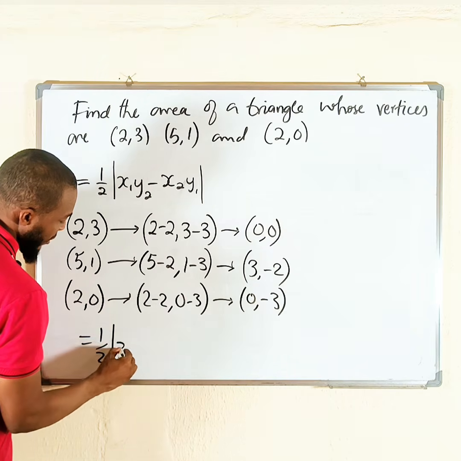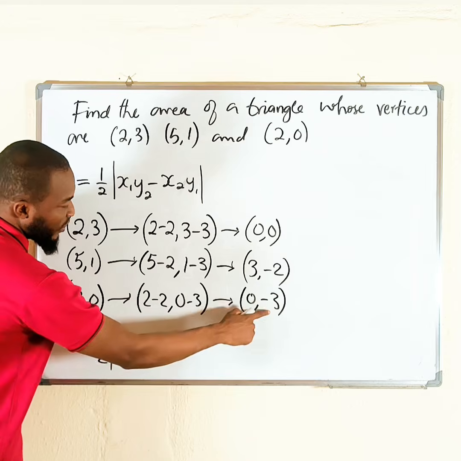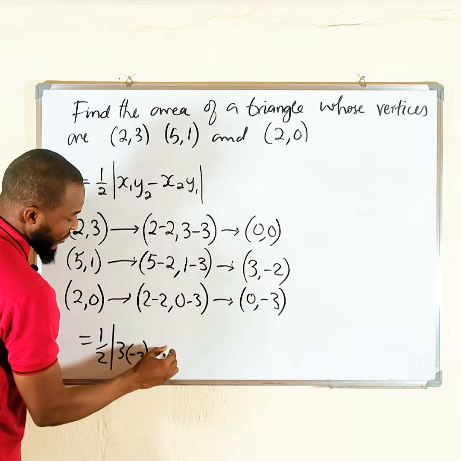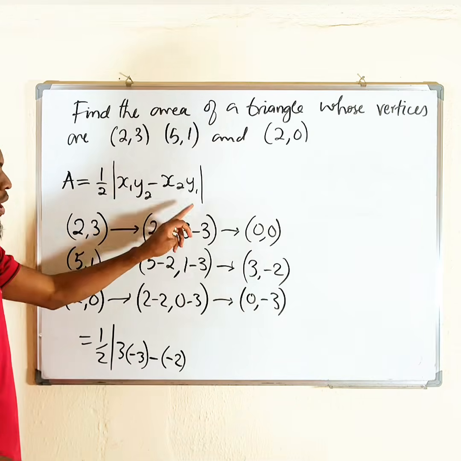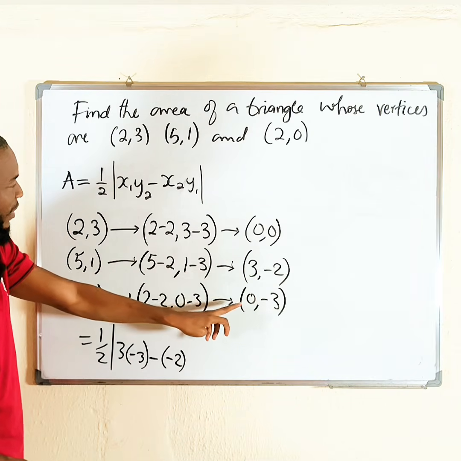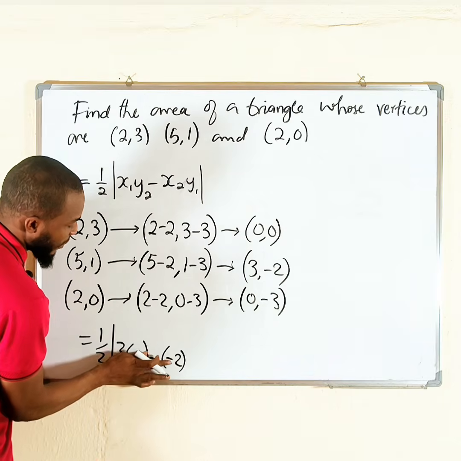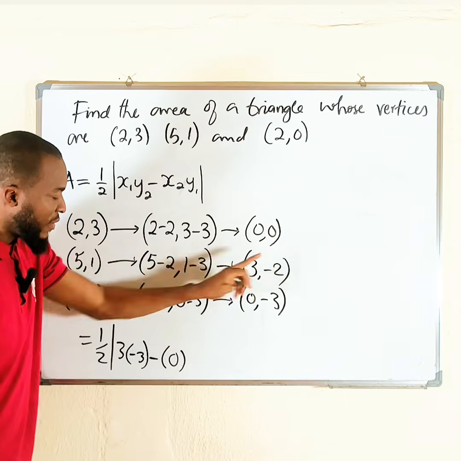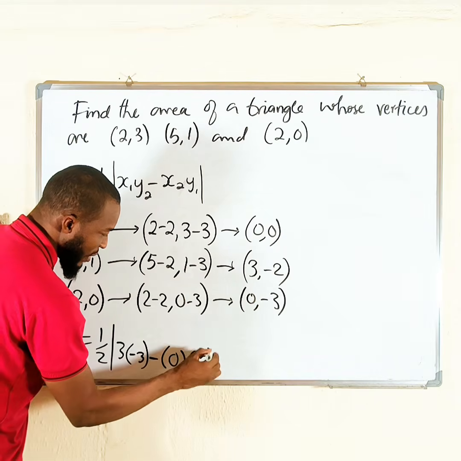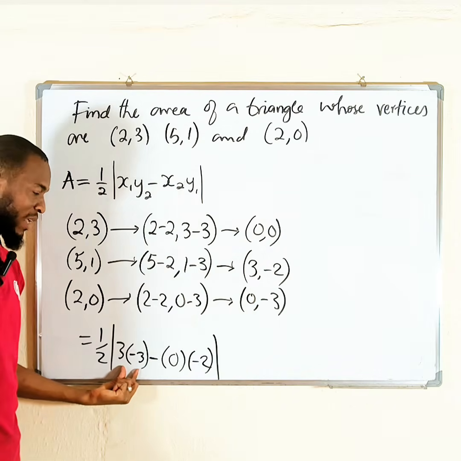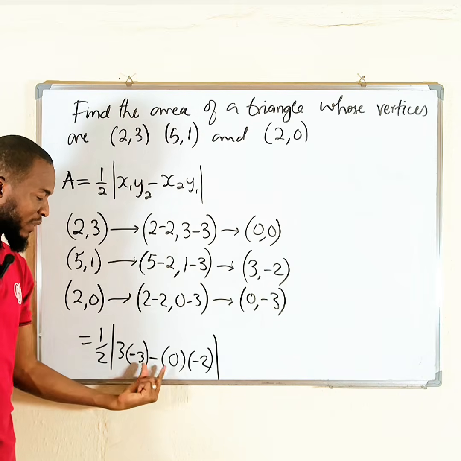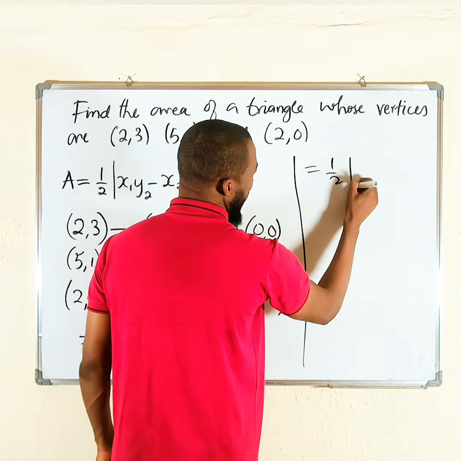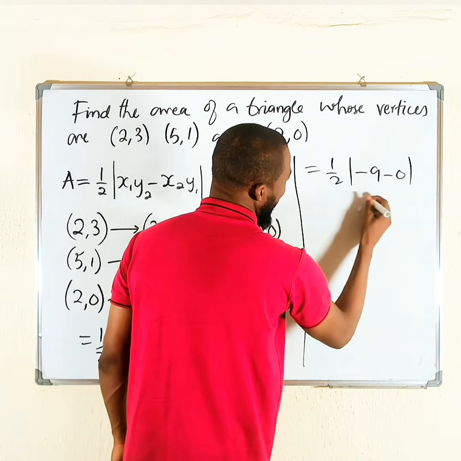x1 is 3 multiplied by y2, which is negative 3, minus x2, which is... wait, where is x2? x2 is 0, which is right here. Then y1 is negative 2. Let's simplify. This is going to be minus 9. This is 0. So minus 9 minus 0. This is 1/2 times minus 9 minus 0, which is simply minus 9.